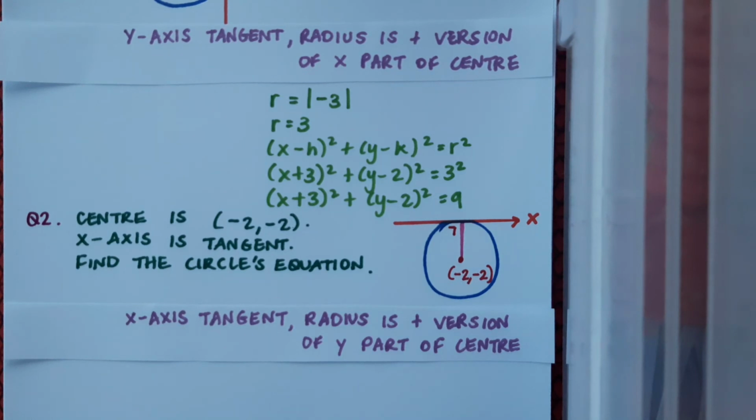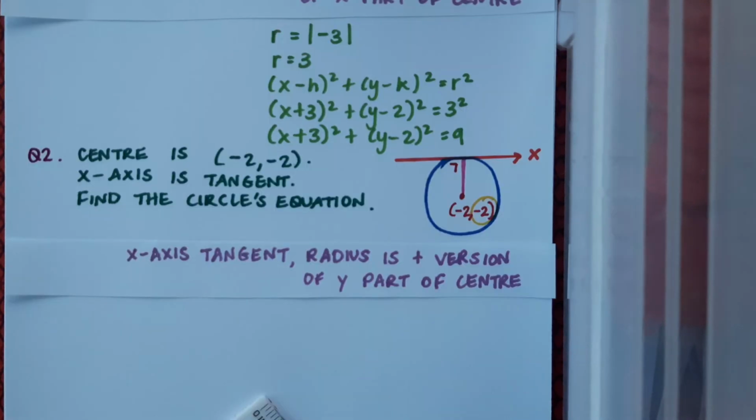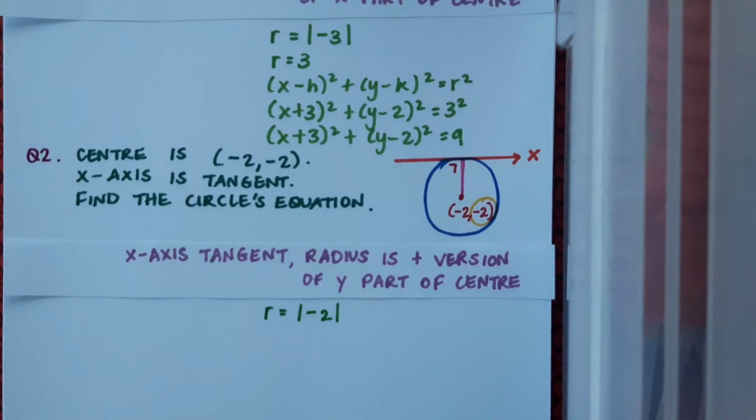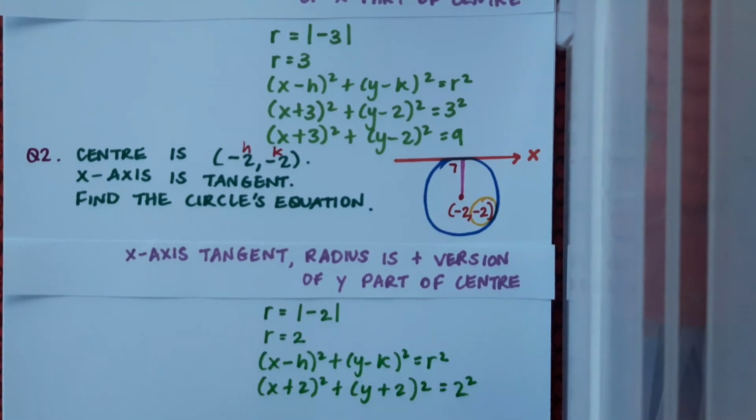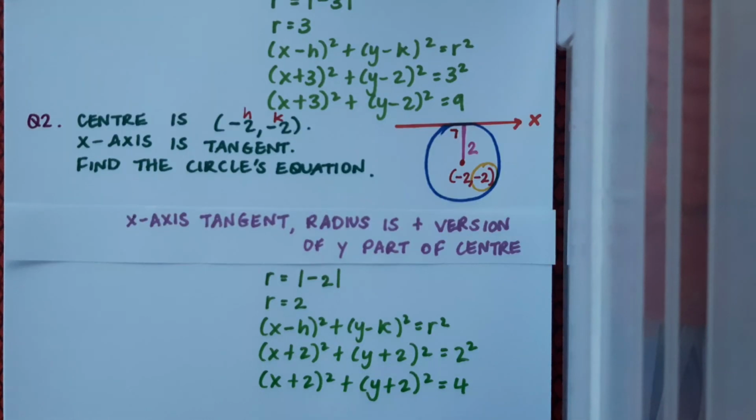And then of course, because the x-axis is a tangent, the radius is the positive version of the y part of the centre point. So in this case, the radius will be the absolute value of -2, which is just 2. I'll label my centre, I'll note my formula, and I'll substitute in, and I'll just finish up by squaring that 2 at the end.